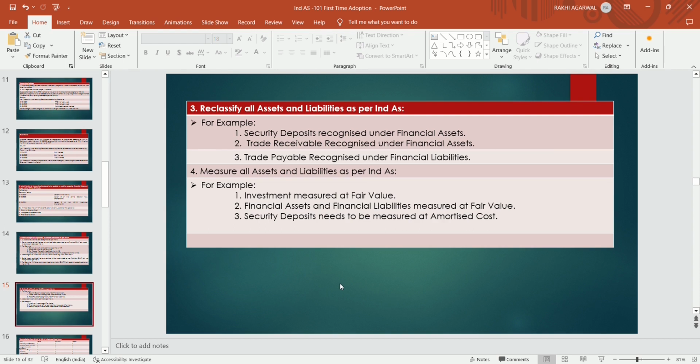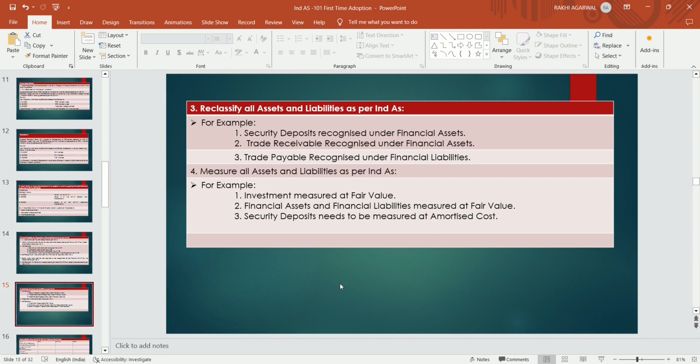Sub-classification is also required, like security deposits recognized under financial assets. Trade receivables are recognized under financial assets. Trade payables are recognized under financial liabilities. Whether they are current or non-current, it should be separated.